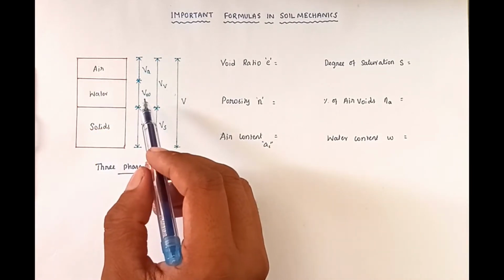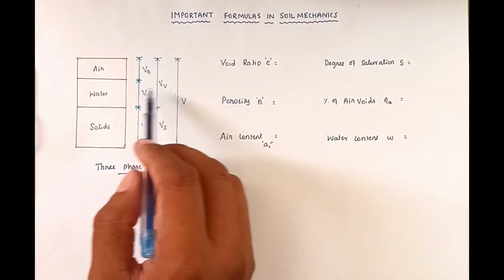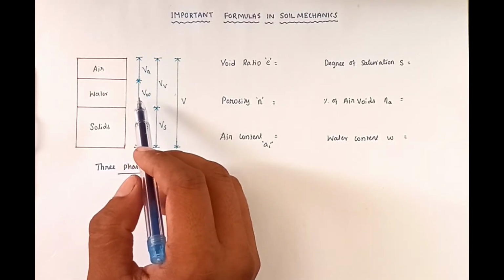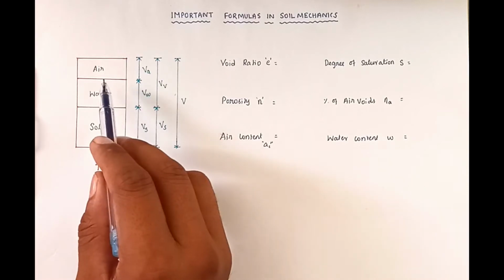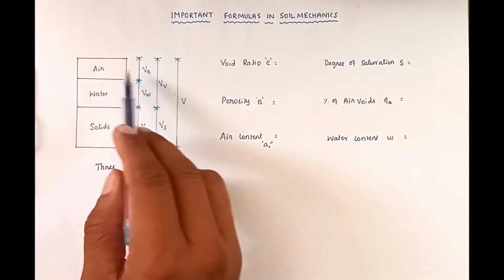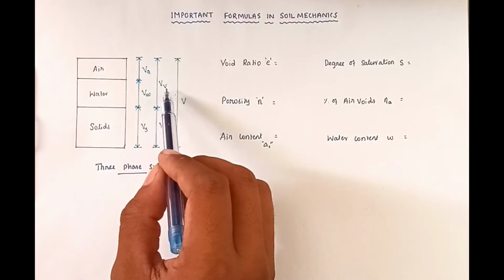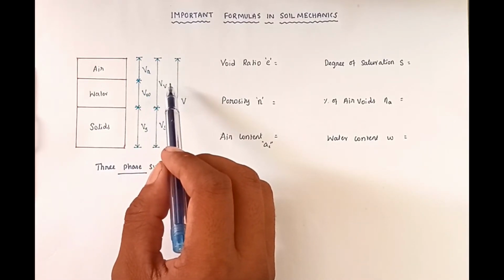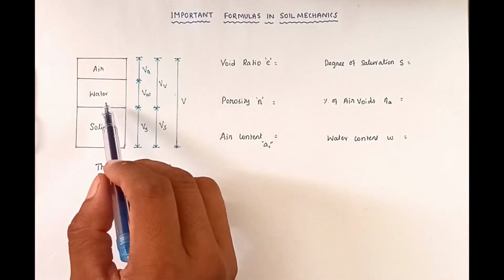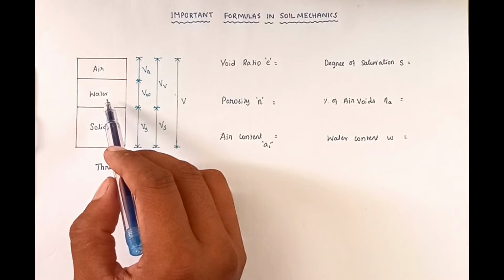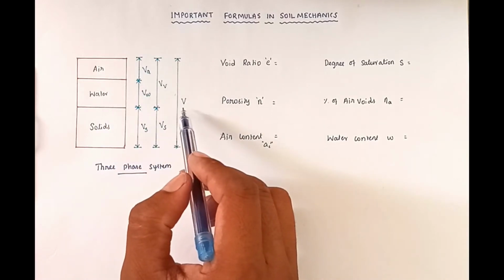In the case of fully saturated soil, the volume of voids equals the volume of water, because in saturated soil there are no air voids. So there is no air content. In the case of dry soil, the volume of voids equals the volume of air, because in dry soil there is no water. Next one is the combination of solids, water and air. So it's called total volume.